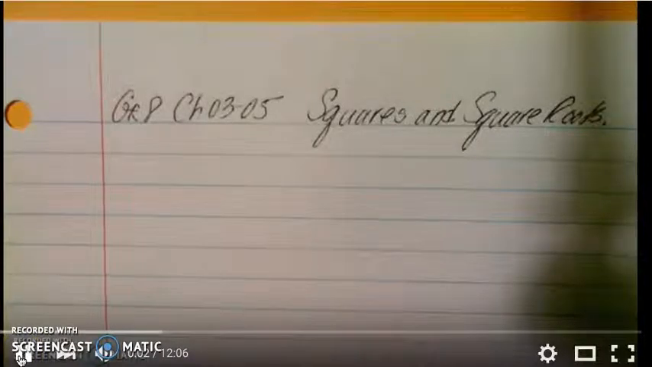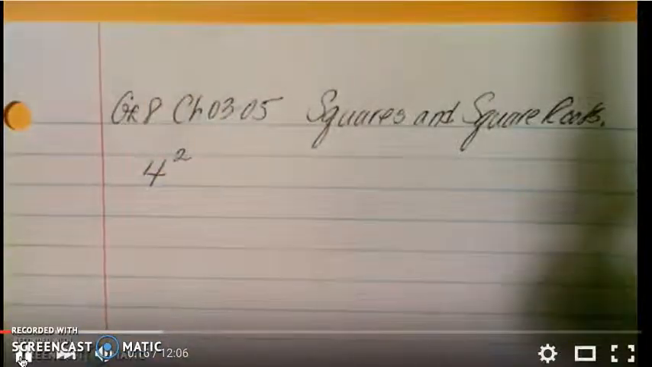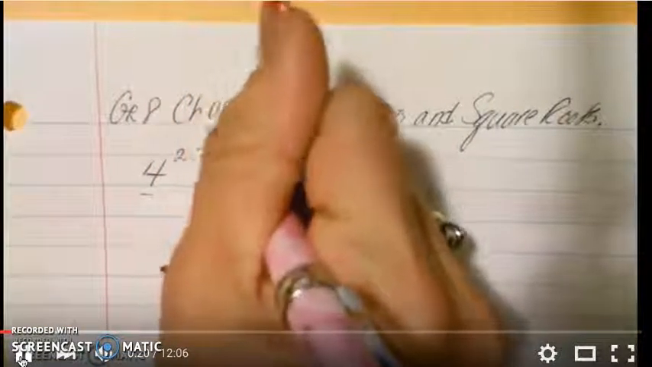This video is a review of Chapter 3, Lesson 5, Squares and Square Roots. Let's review basic vocabulary. In math, when we square a number, we are actually taking a number and raising it to the power of 2. Again, the base is the 4, the power is the 2.